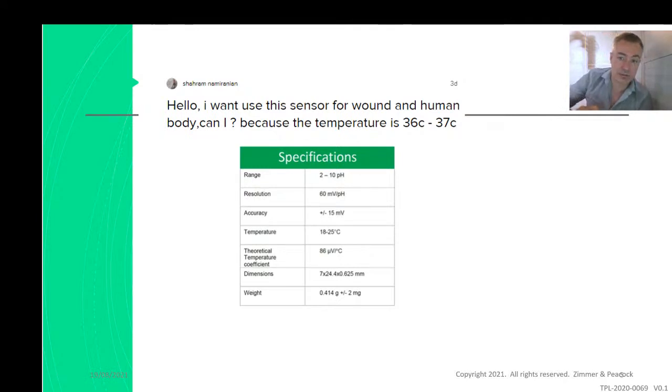They give some dimensions and some weight. This ZP Developer Zone member is interested in using pH to measure probably wounds. I think the two biomarkers that are recognized for wound tracking are uric acid and pH.